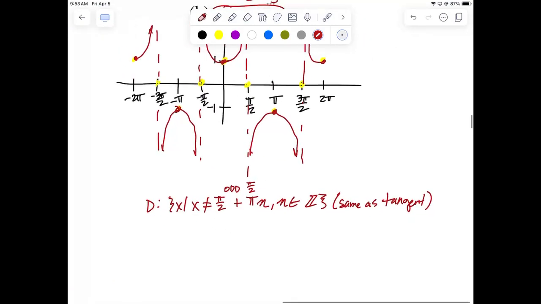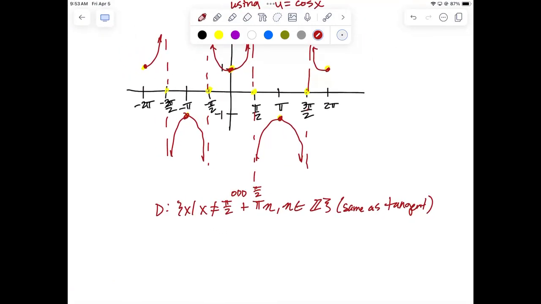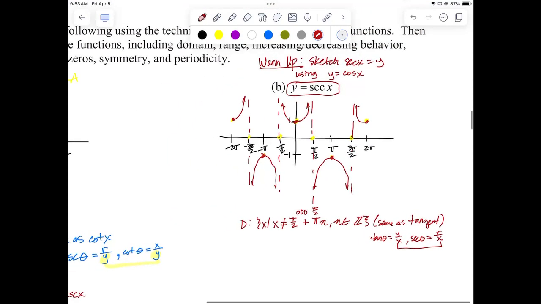Here's another way to understand why it's the same. Tangent of theta is y over x, and secant of theta is r over x. They are the only two trig functions that have x in the denominator. And so they are undefined on the unit circle when x is 0, and x is 0 on the y-axis, which is your pi halves, 3 pi halves, and so on. So that's why they have the same domain.